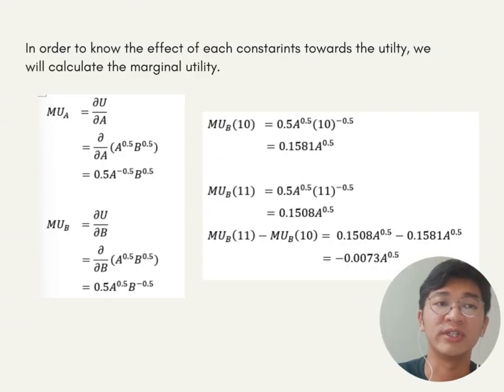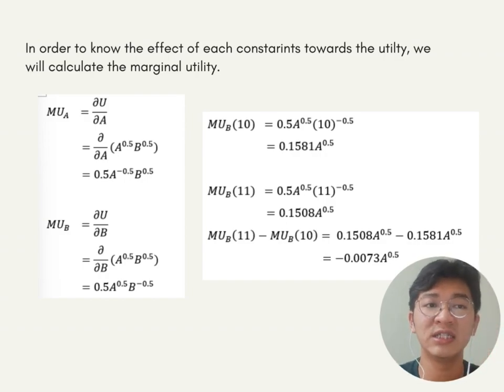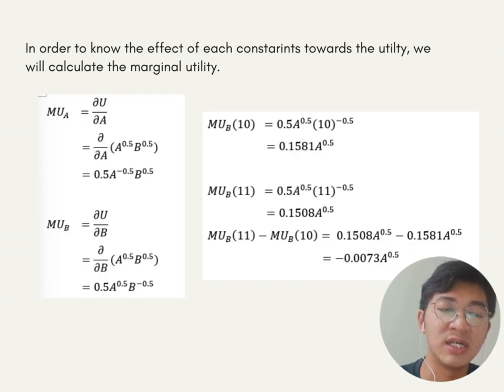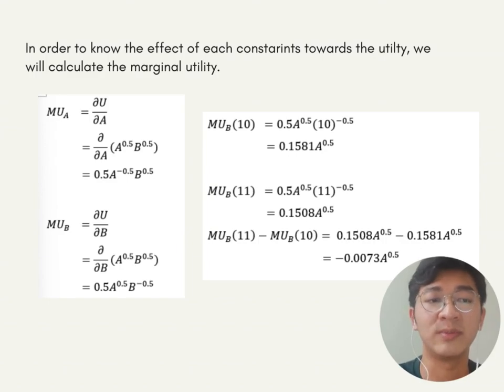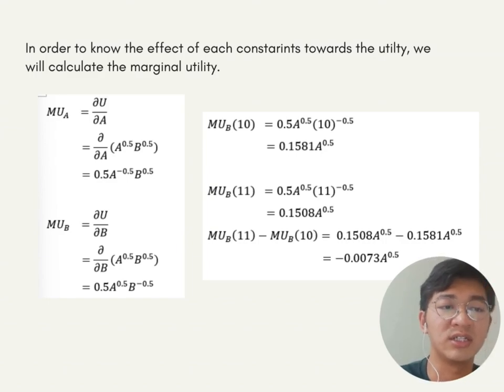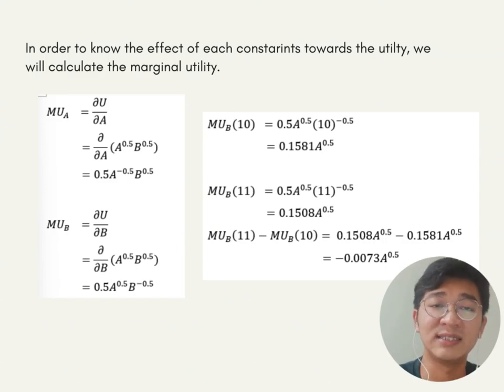In order to know the effect of each variable on the utility, we calculate the marginal utility. We know that the marginal utility of A, which is our price, equals 0.5 A to the power negative 0.5 times B to the power 0.5. Because they are both 0.5, the marginal utility of B is also 0.5, but it is A to the power 0.5 times B to the power negative 0.5. This calculation implies how the satisfaction changes when the restaurant increases either the price or quantity of products. Okay, let us take a clear example.